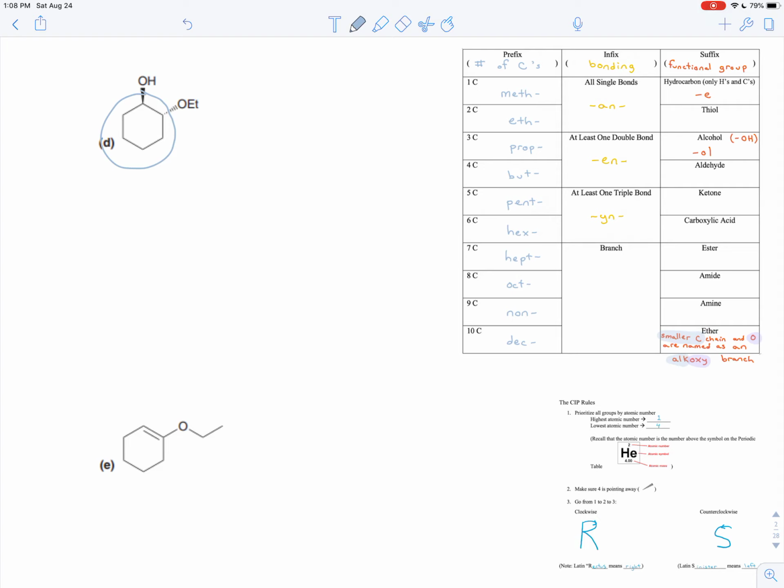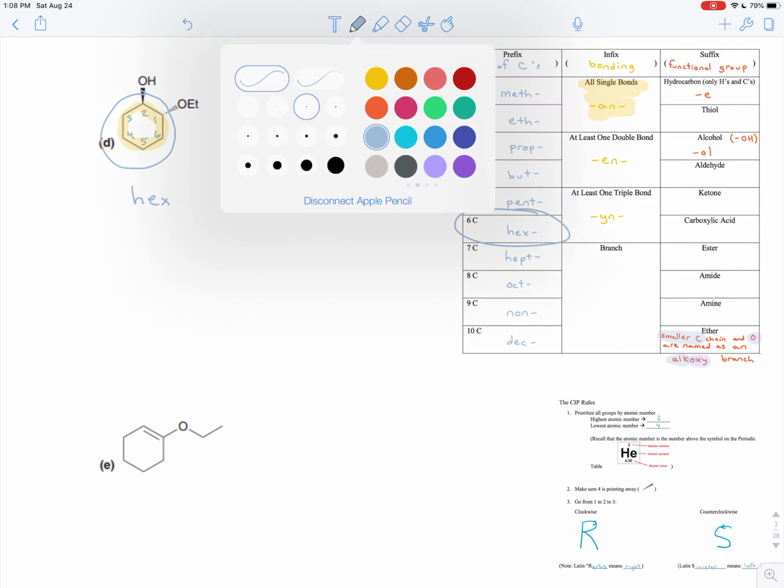as if there were no branches on it. So we said there were 6 carbons in it, 1, 2, 3, 4, 5, and 6. The prefix for 6 carbons is hex. In that chain, there are only single bonds. All those bonds there are single, and when you have all single bonds, the infix is AN.